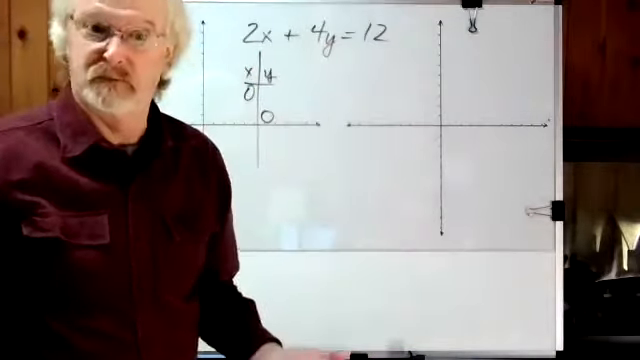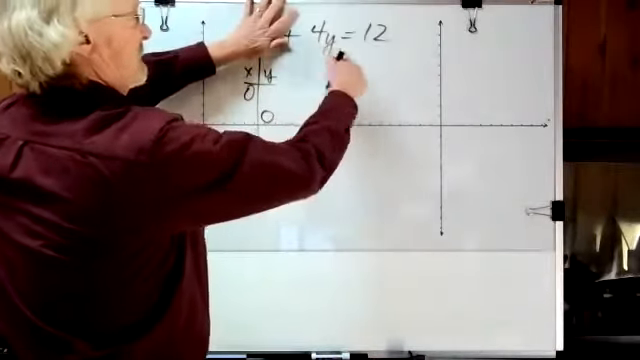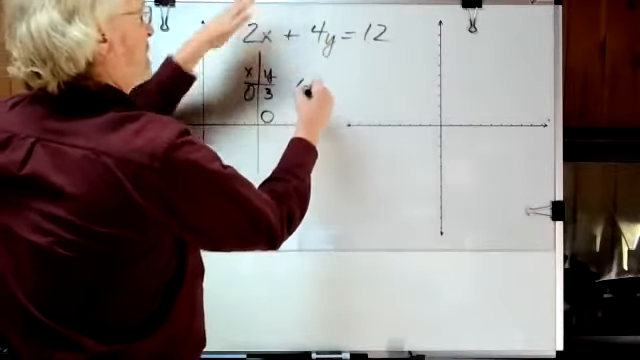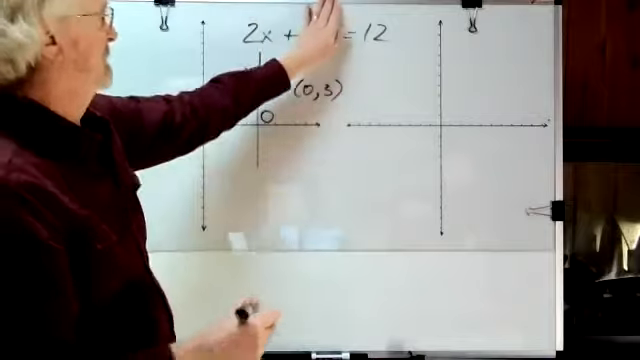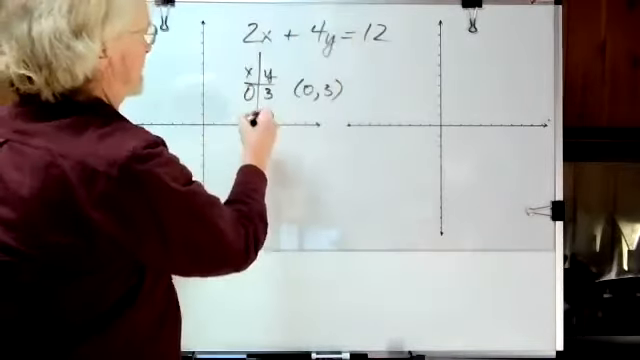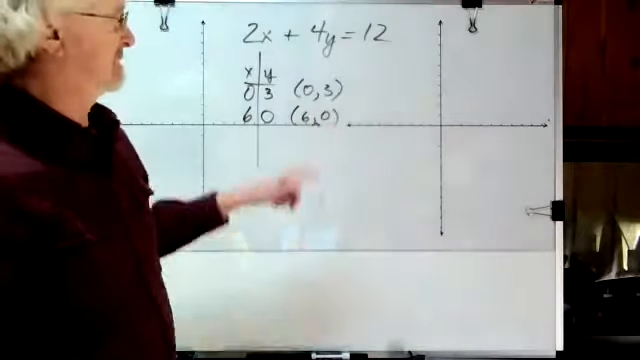The zeros are often good choices for problems in this shape. But what am I finding when I do that? If I put in a 0 for x, divide by 4, I get y as a 3. If I put in a 0 for y, that becomes 0. Divide by 2, I get x as a 6. Those are the intercepts, right?